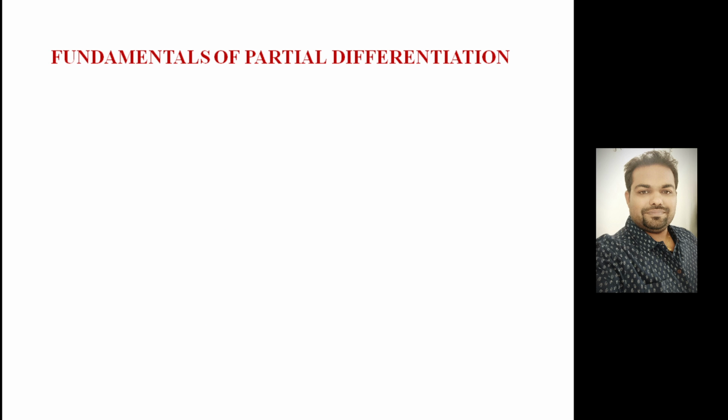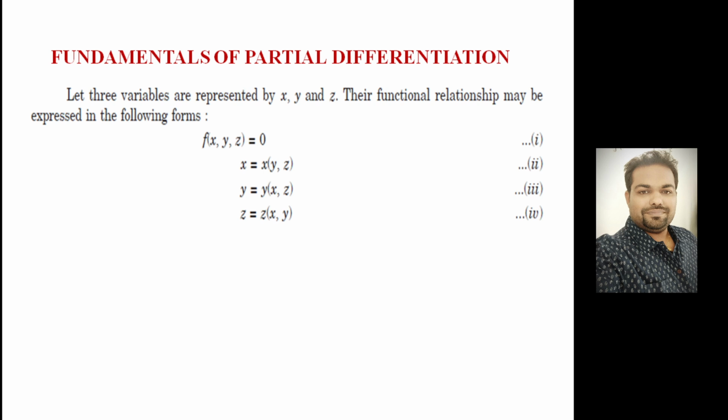First, we'll see some fundamentals of partial differential equations, and how to derive the partial differential equation for any function. Let there be three variables x, y, and z, and their functional relationship may be expressed in the following form: function f(x, y, z) is equal to 0.